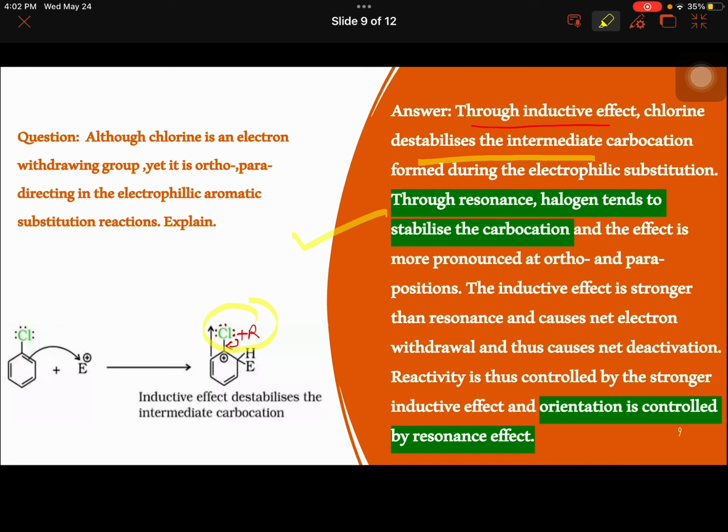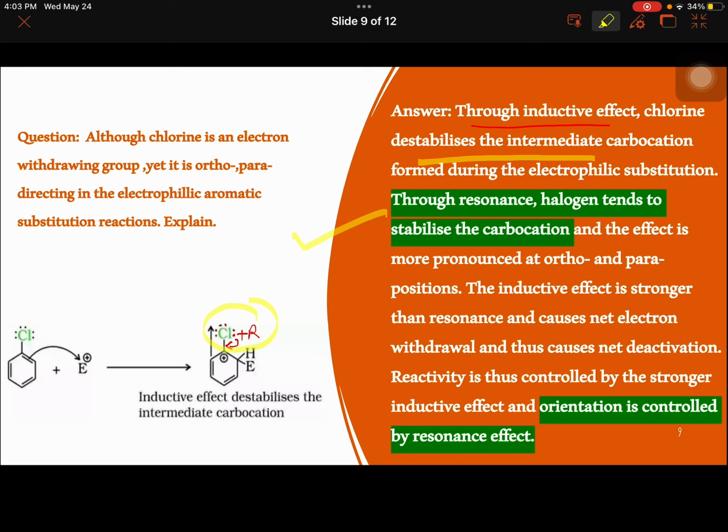And the effect is more pronounced at ortho and para if Cl is giving the electrons towards benzene. Inductive effect is stronger than resonance, still the reaction is proceeding, right? And if inductive effect is there, then there will be deactivation of benzene. Deactivation means it will give you meta product. Ortho para will not be formed. But whenever you carry out this reaction, it is always ortho and para, meta is not formed.